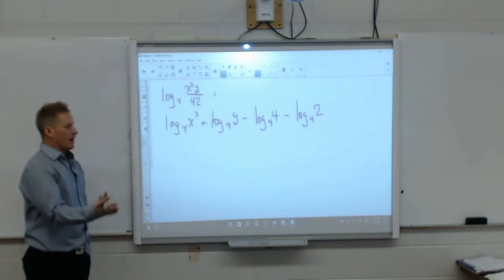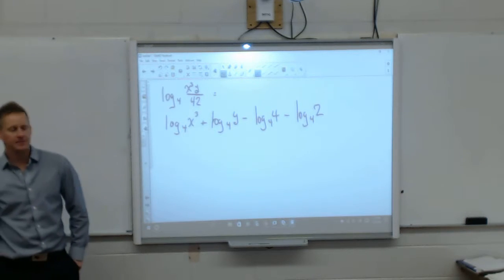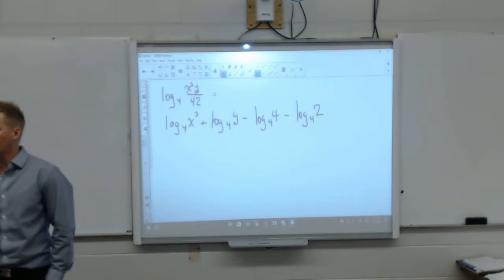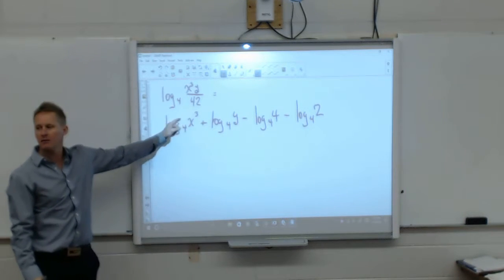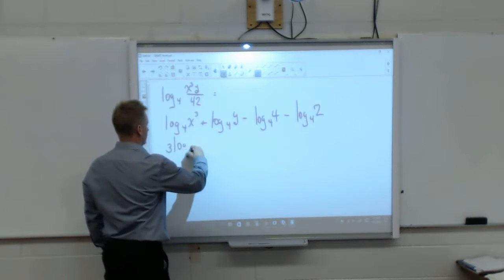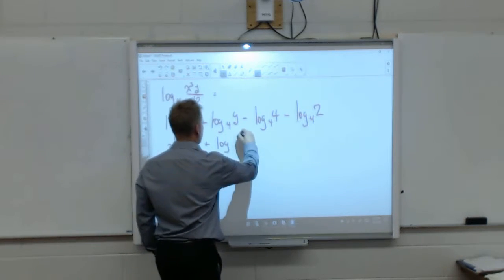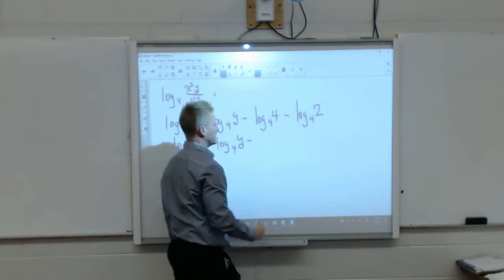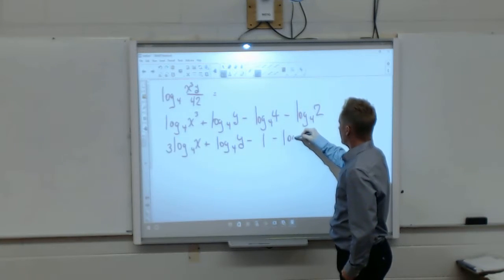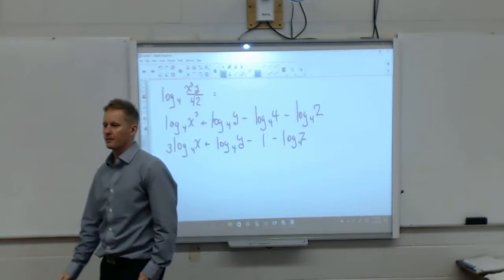So now I'm going to continue with my log rules just to simplify it a little bit, because at this point I don't want the exponent to be there. So what do I do with this exponent here? Move it to the front. So here's what I'm going to end up with. 3 log x base 4 plus log y base 4 minus, very good, 1 minus log z base 4. And there's your expanded form.